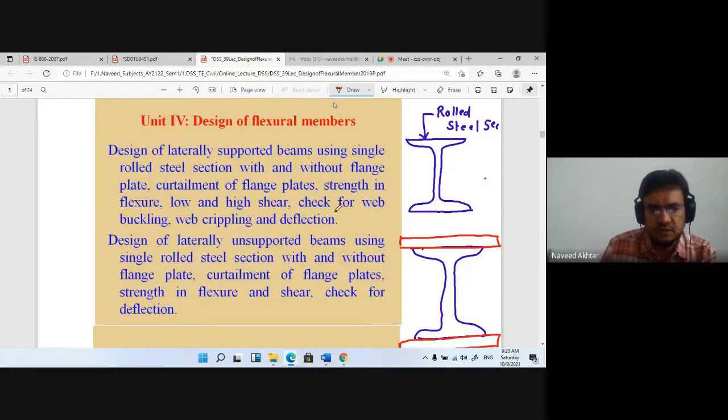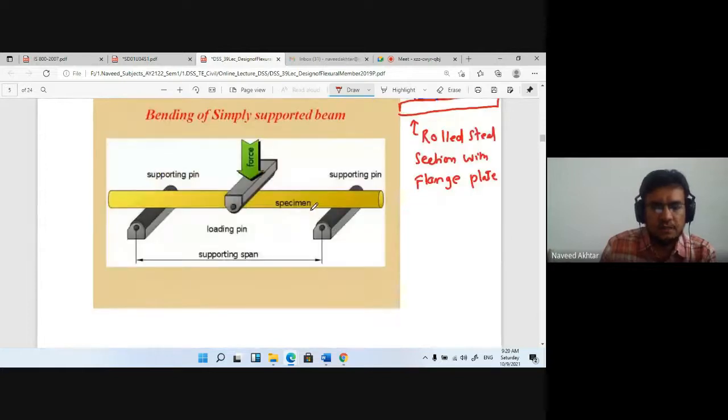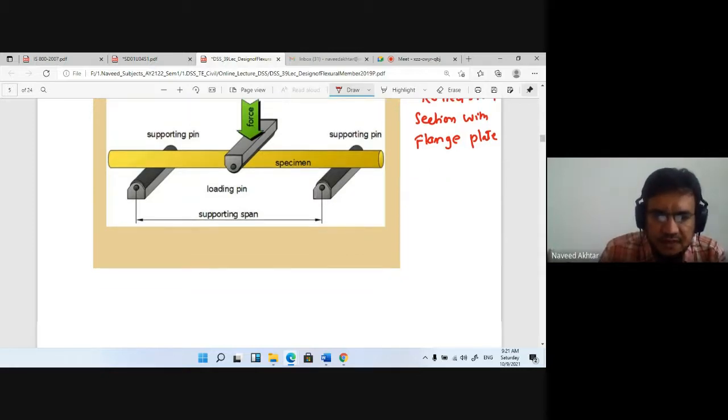Okay, so bending of a simply supported beam. You can see this is a simply supported beam because it is just placed on a roller support and the load is applied on the top. We can do this experiment on our UTM, the universal testing machine, also. We put a roller on one bar or beam and then apply a load at the center. What will happen?